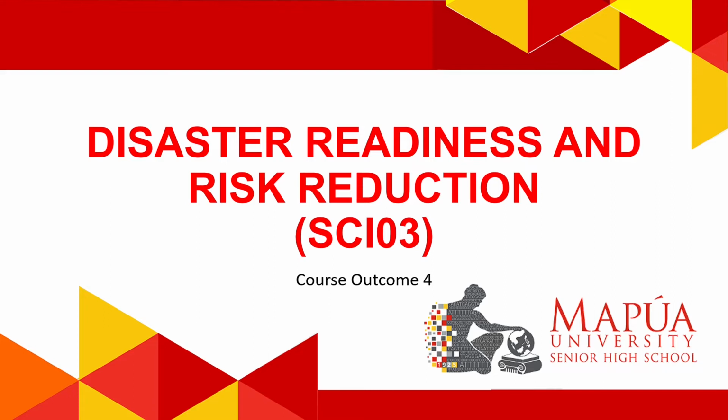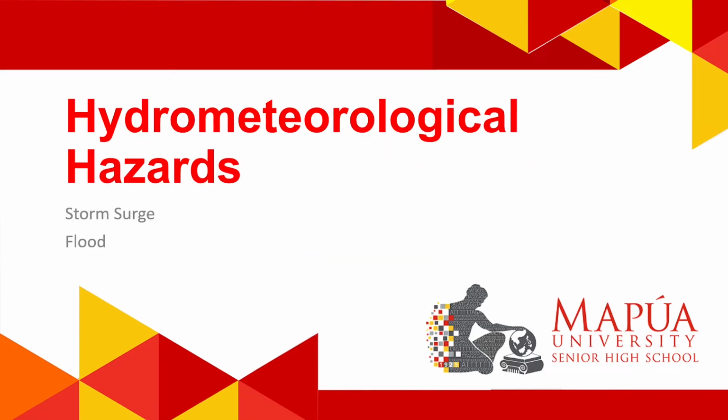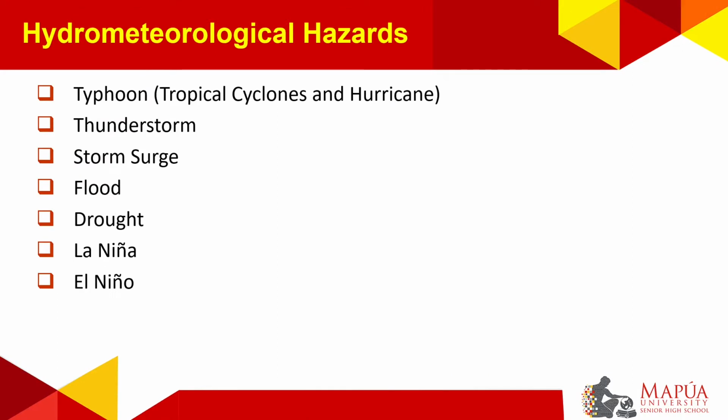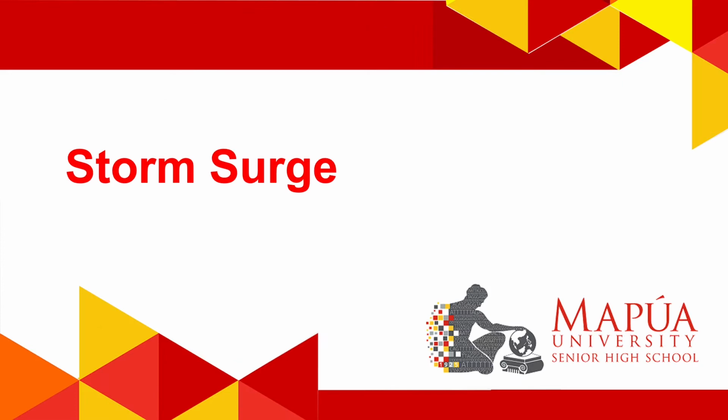For today, we'll be continuing course outcome number 4. Particularly, we're going to talk about the hydrometeorological hazards. Last meeting, we talked about typhoons as well as thunderstorms, but for now, we are going to continue our lesson on storm surge and floods. Starting with, of course, storm surge.